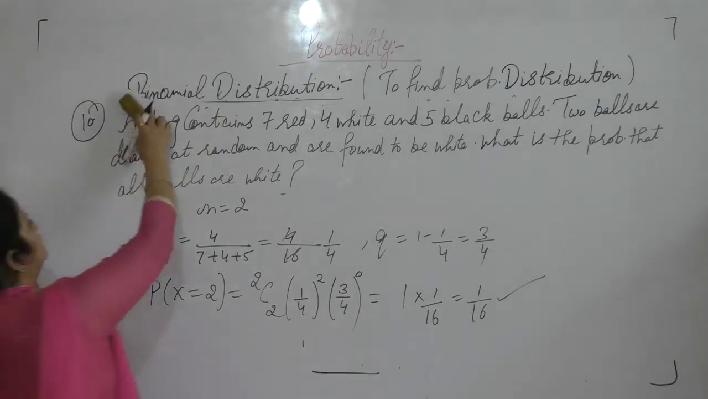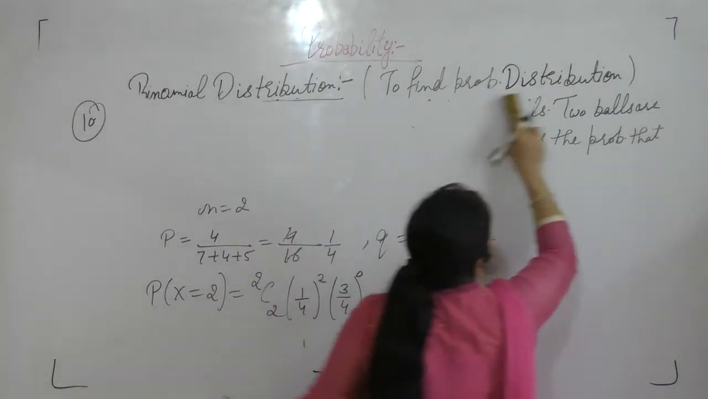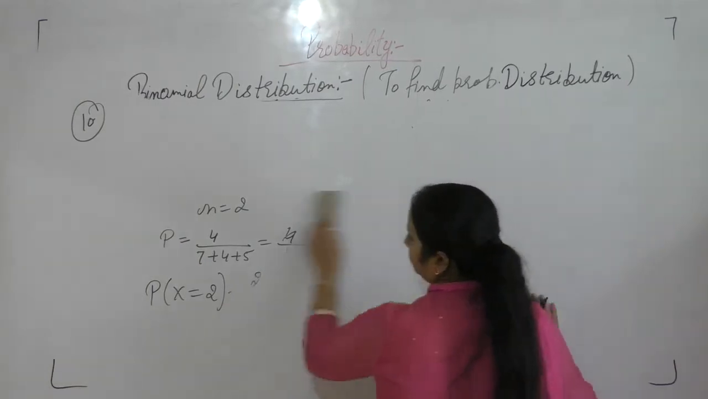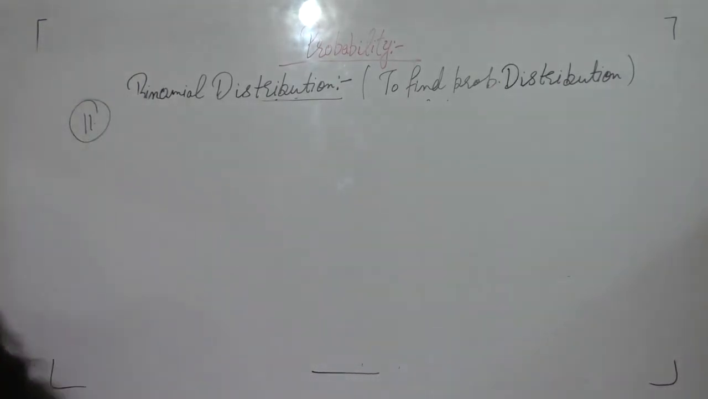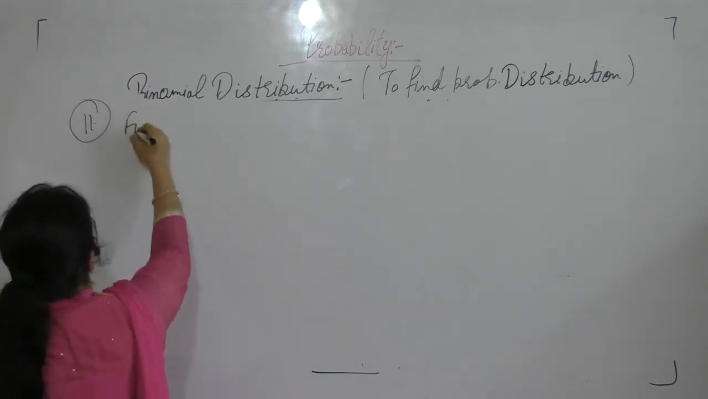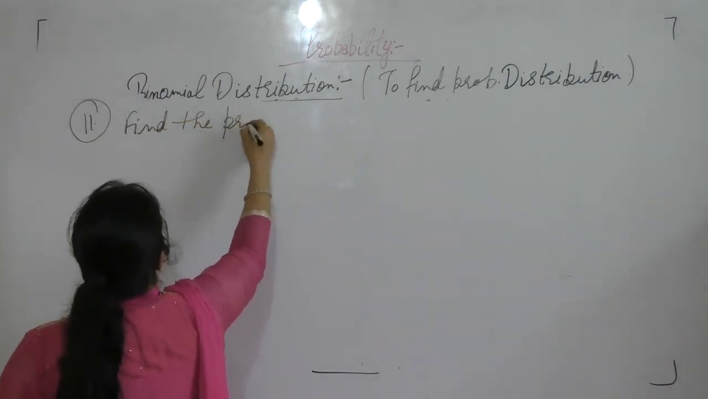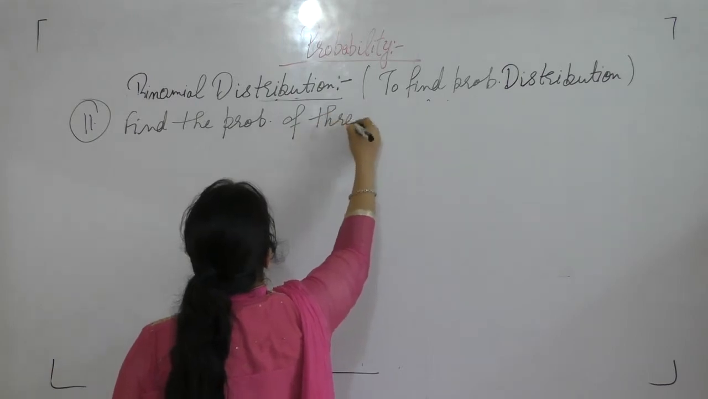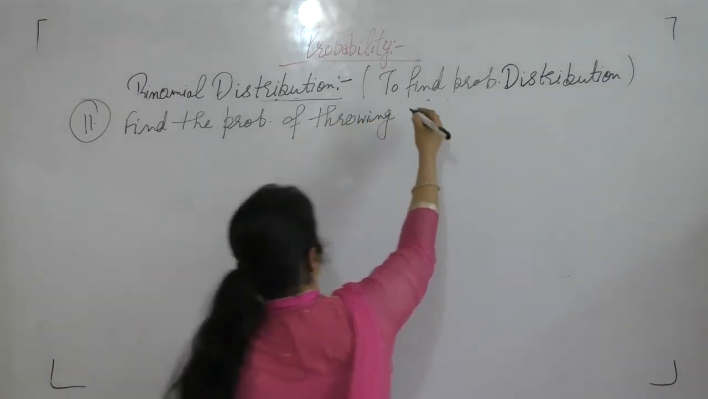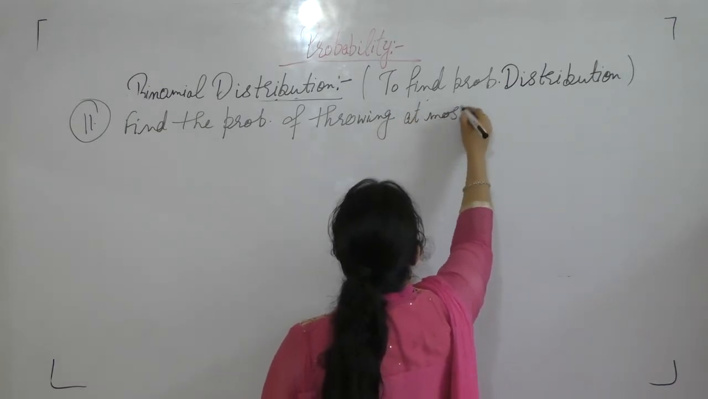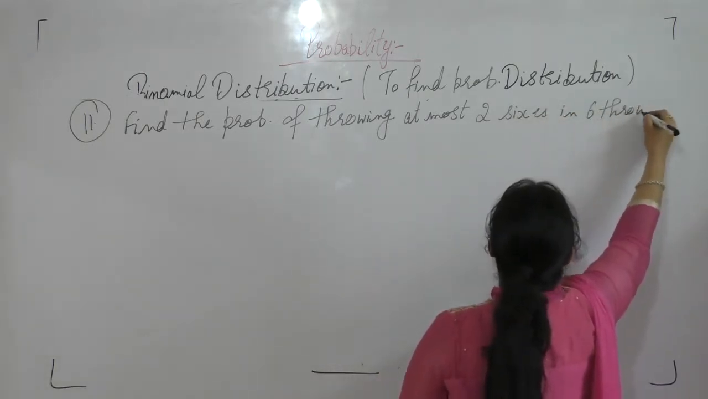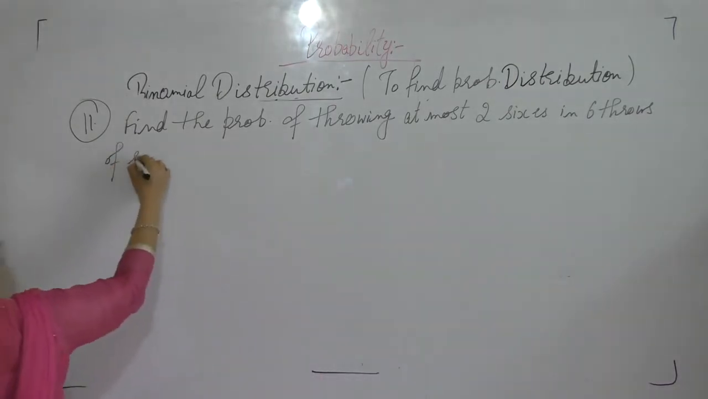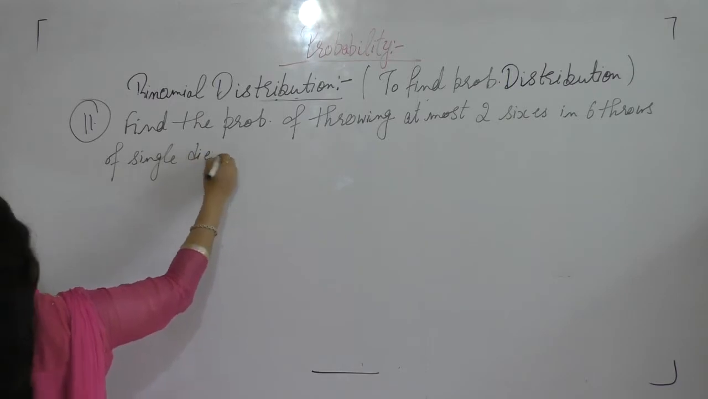Now the next one is question number 11. Find the probability of throwing at most 2 sixes in 6 throws of single die.